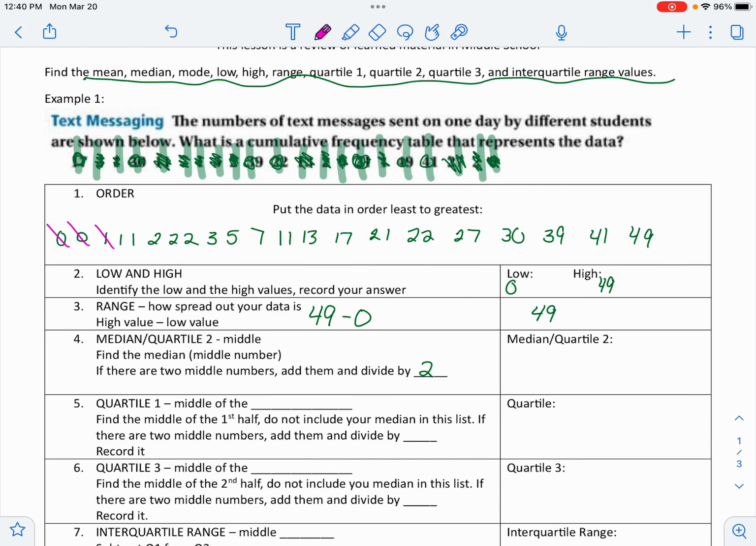1, 2, 3, 4, 5, 6, 7, 8, 9, 10 numbers from the left. 1, 2, 3, 4, 5, 6, 7, 8, 9, 10 numbers from the right. The median is 7. This is also what they call your quartile 2 number. And what we do is we put a line through it. So if it was the middle of a number, we'd put a line through that. That means there are 10 data points over here and 10 data points over here.